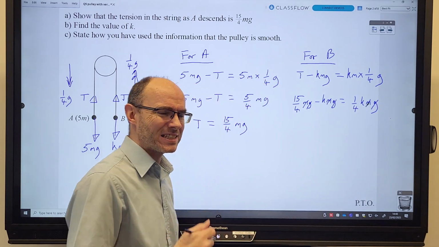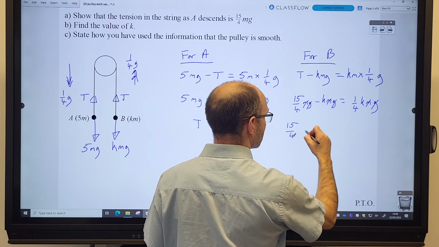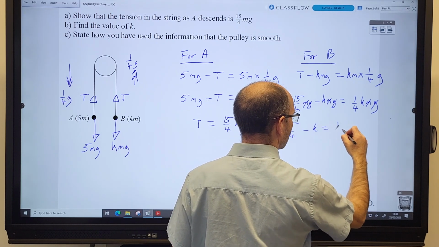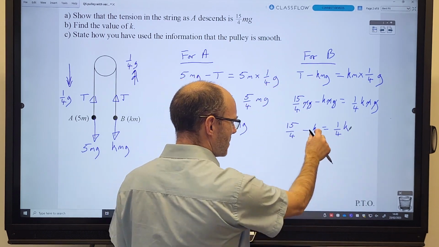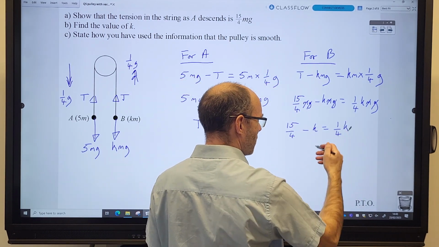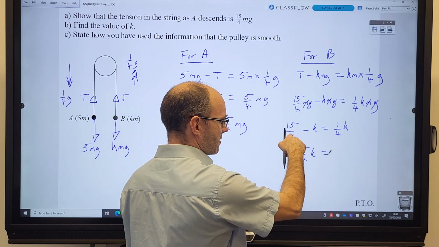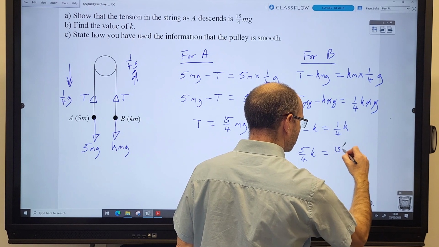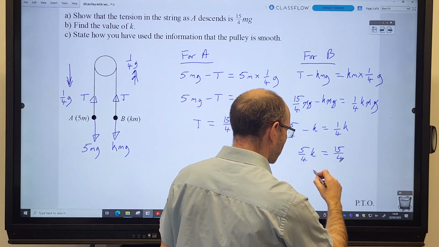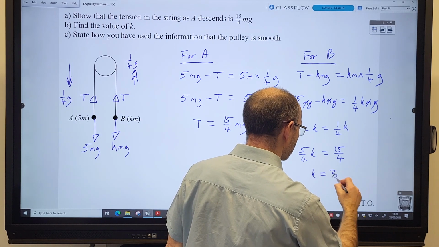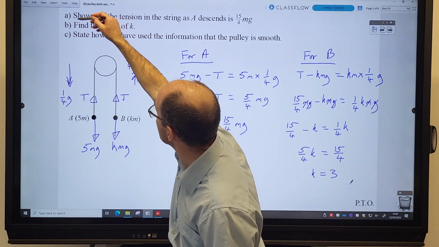Let's write that a bit more neatly, shall we? So we've got 15 over 4 subtract k is equal to 1/4 k. I always like to write the next line more neatly. Put this k onto that side, so that's going to be 5 over 4 k, and then that will stay there, so that'll be 15 over 4. So I'm going to times both sides by 4 to get 5k equals 15, and then k is equal to 3.